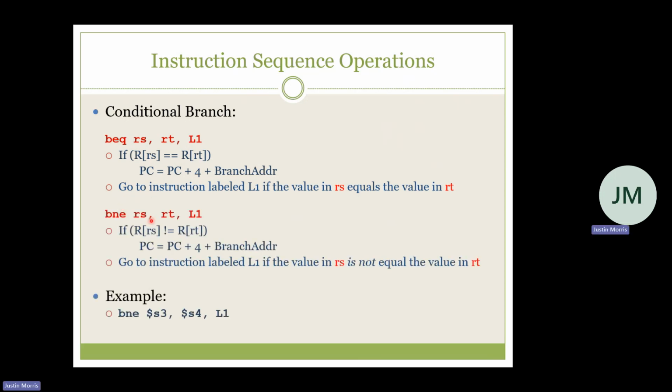And then branch not equal is the exact same instruction, except now we're going to branch if the registers are just not equal rather than equal. So here's our example. Branch not equal, S3, S4, go to L1. So basically if S3 and S4 are not the same register, like not the same contents in the register file, then we're going to jump to the L1 label in our code rather than going to the next instruction.